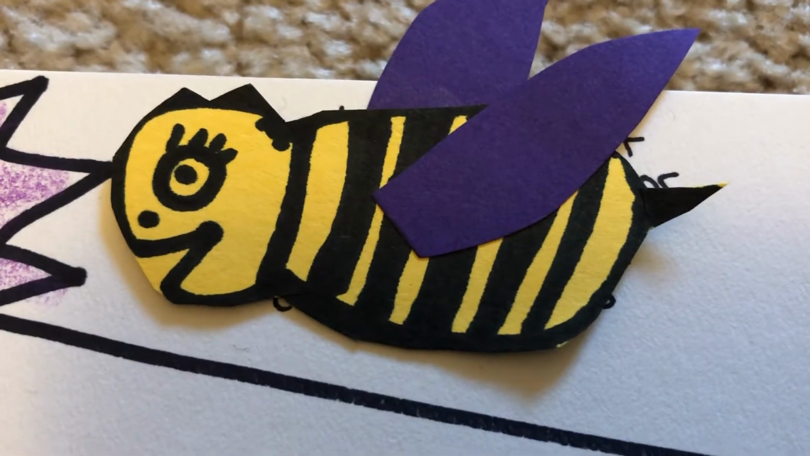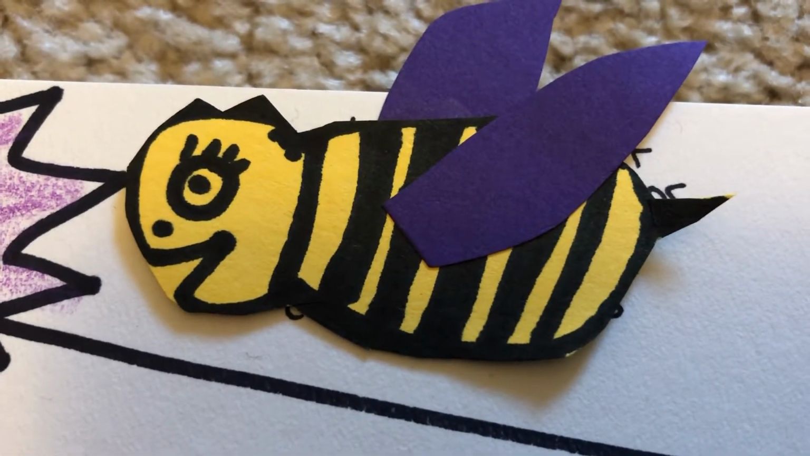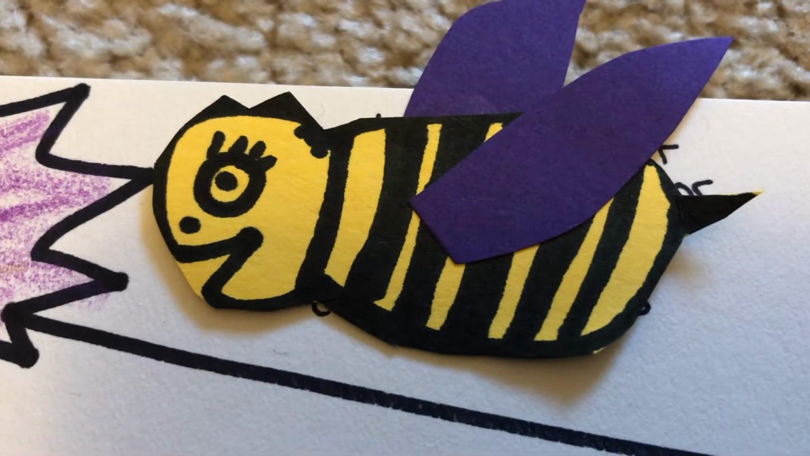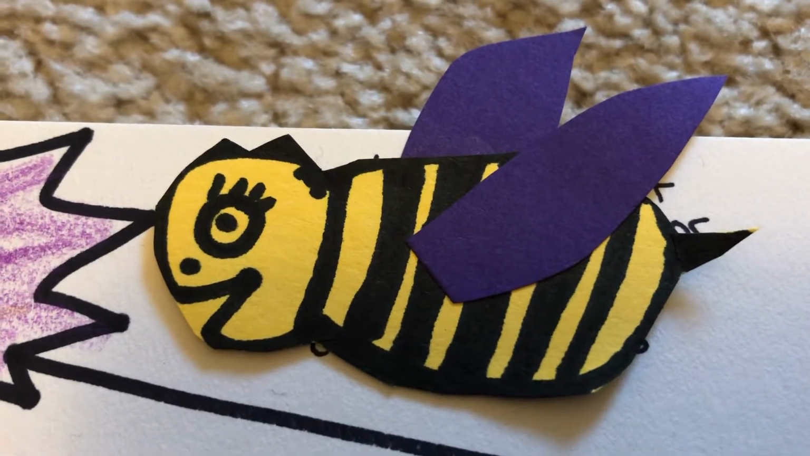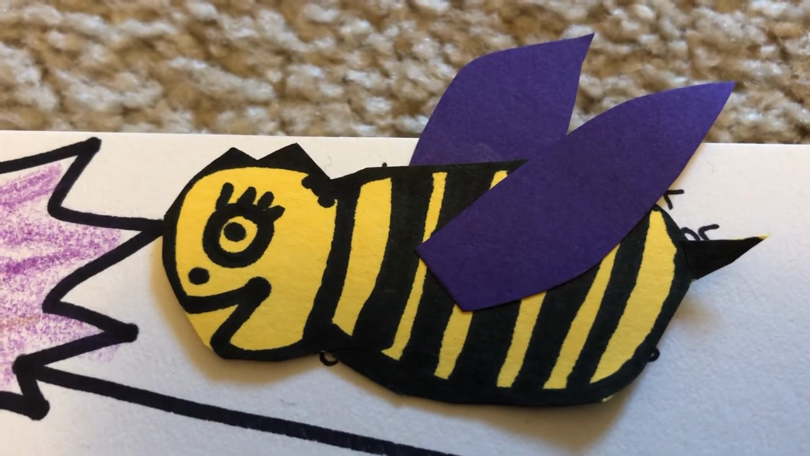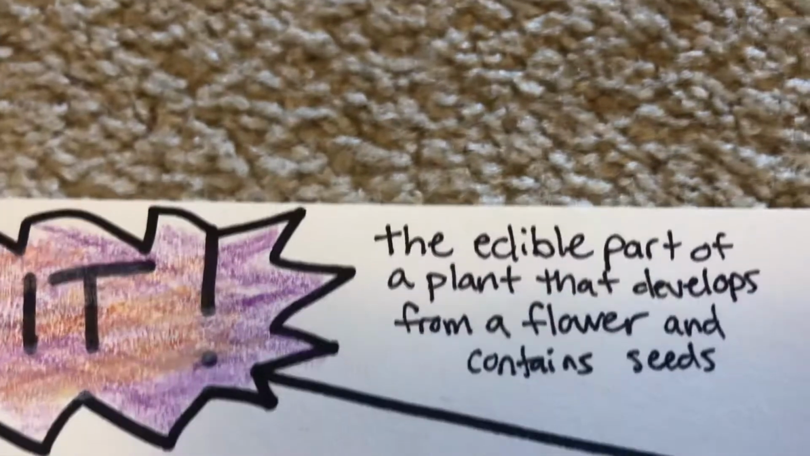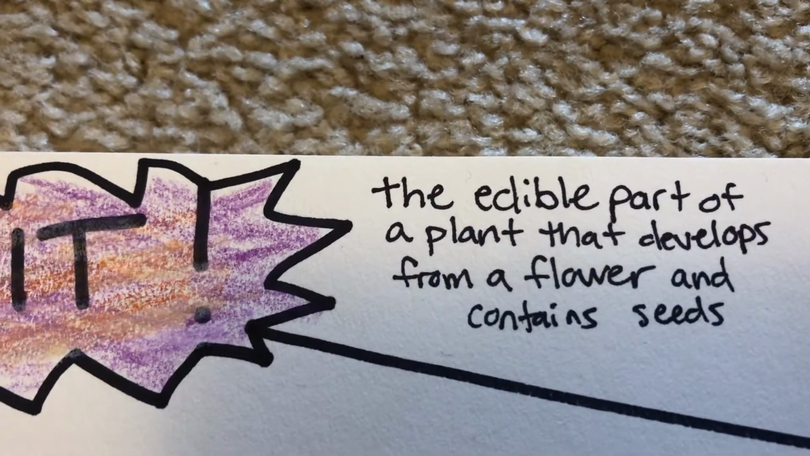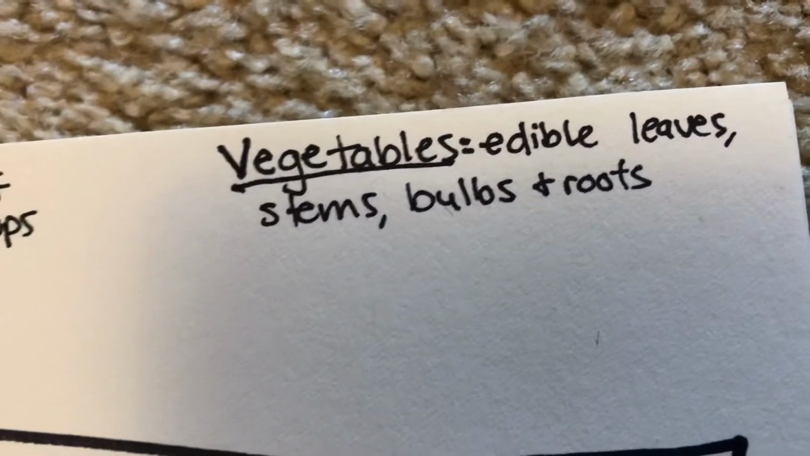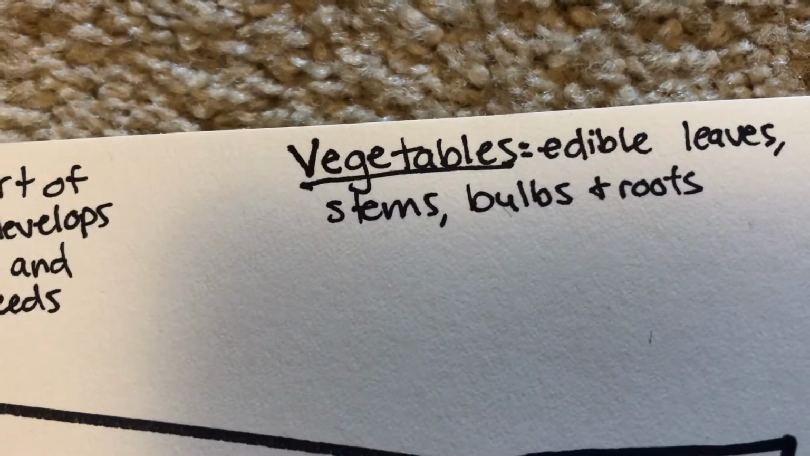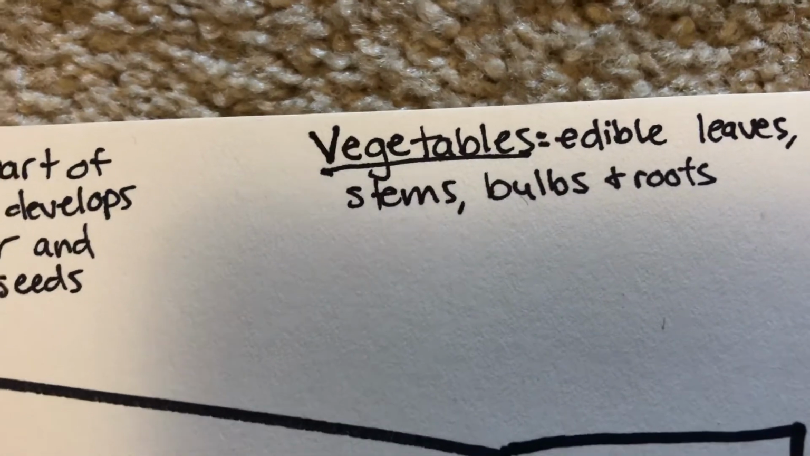So we've talked about fruit and its main function. We've talked about the parts of fruit. But what makes a fruit and not a vegetable? Well, let's take a closer look. So, fruits are the edible parts of a plant that develop from a flower and contain seeds. But a vegetable is the edible leaves, stems, bulbs, and roots from plants.